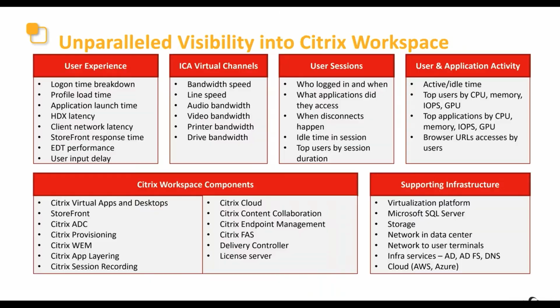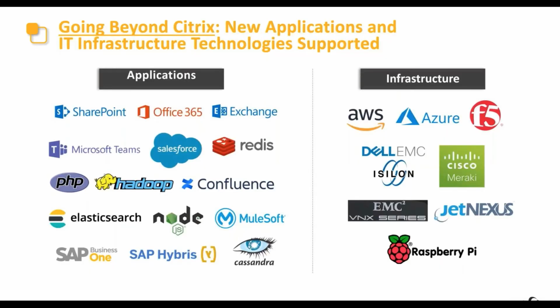So these are some of the details. So in user experience, we just went through logon time breakdown, profile load time, application launch time, and these are some of the specifics that you can look at and say, in a particular environment, what could be important? And that could be something that comes out of your micro apps. So ICA virtual channel, bandwidth speed, line speed, audio bandwidth, video bandwidth, user sessions, when disconnects happen, idle time in session, top users by session duration. User application activity includes top application by CPU memory, browser URLs accessed by users, Citrix workspace components. You've got ADC, WEM, provisioning, app layering. Citrix Cloud is there, Citrix endpoint management, delivery controller, supporting infrastructure.